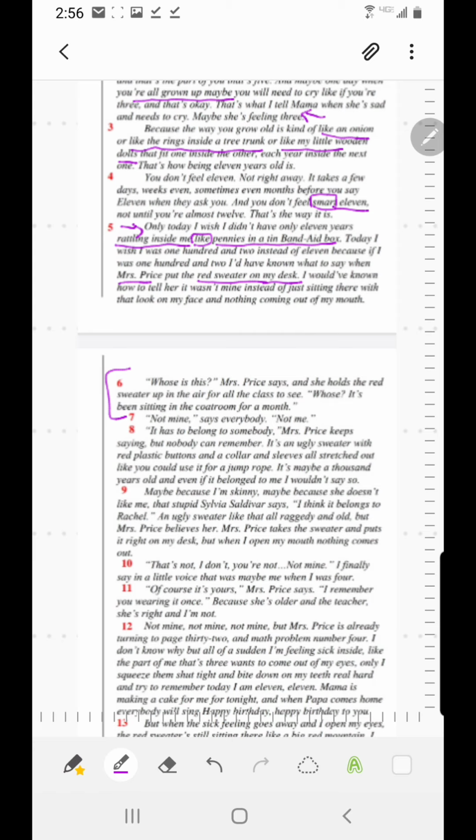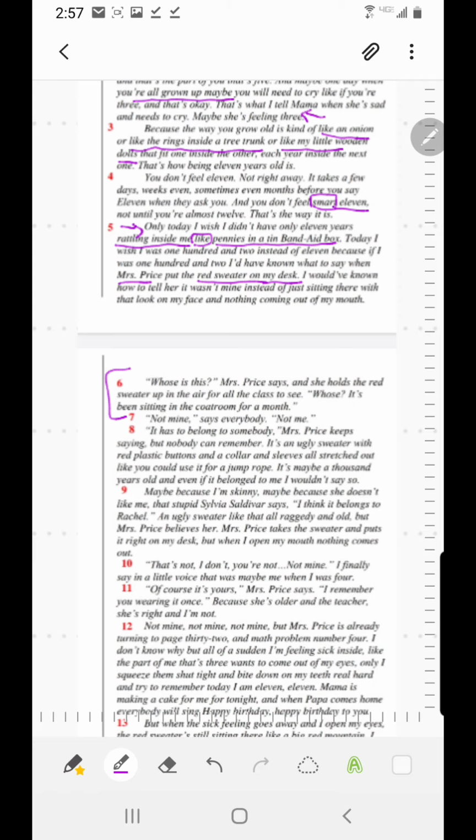I have to question what Miss Price's tone was, because as we go on, we see it says, "Not mine," says everybody, "not me. It has to belong to somebody," Miss Price keeps saying, "but nobody can remember. It's an ugly sweater with red plastic buttons and a collar and sleeves all stretched out like you could use it for a jump rope." So now she's comparing this sweater to a jump rope. And so again, this is a really great example of imagery right here.